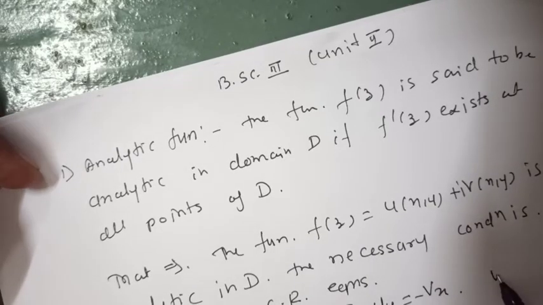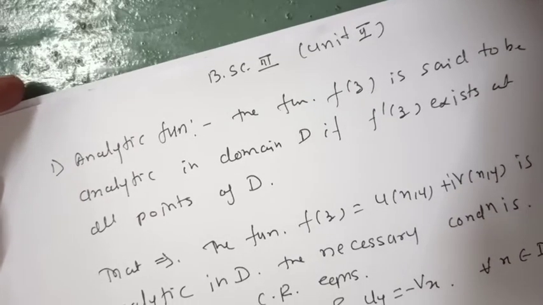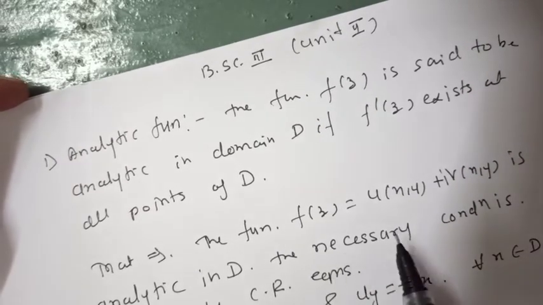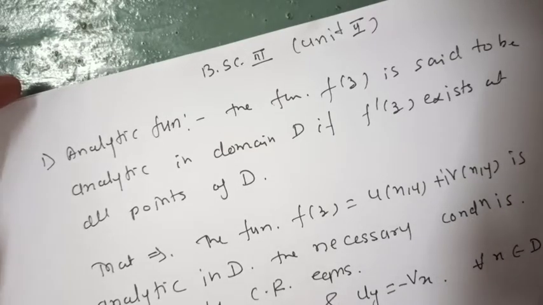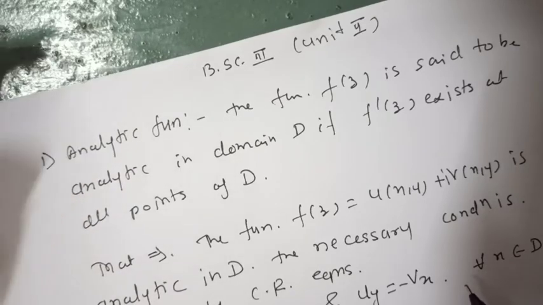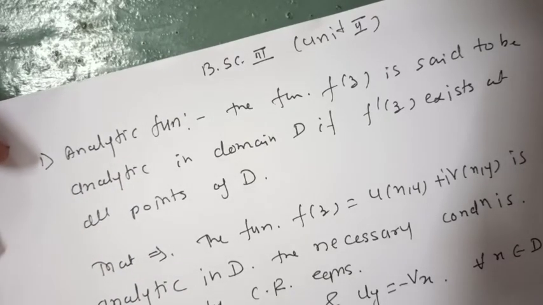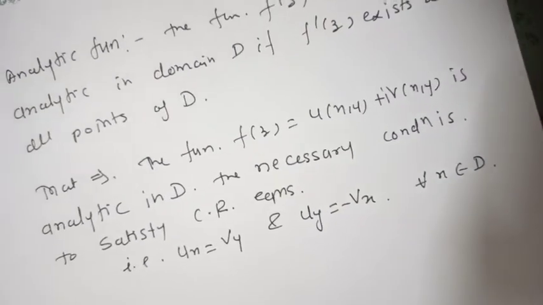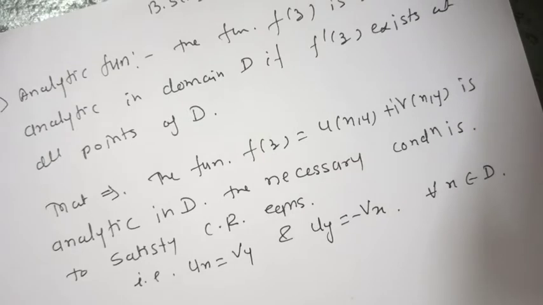that is, these are all the partial derivatives with respect to x and y of the functions u and v, where f of z is defined as u of xy plus I times v of xy. Thus, a function f of z is said to be analytic if it satisfies the CR equations. This is the necessary condition for the function to be analytic. Now its proof.